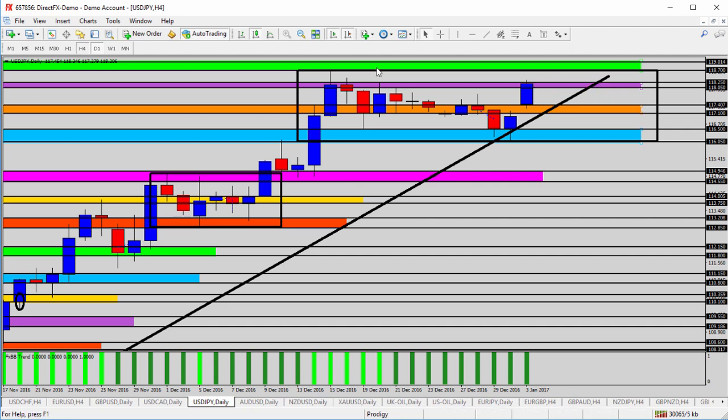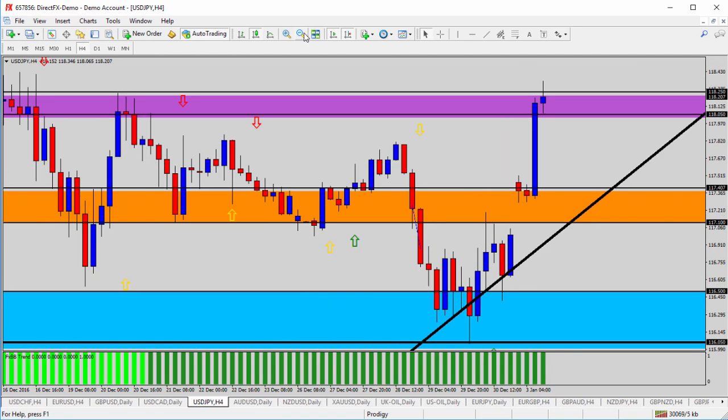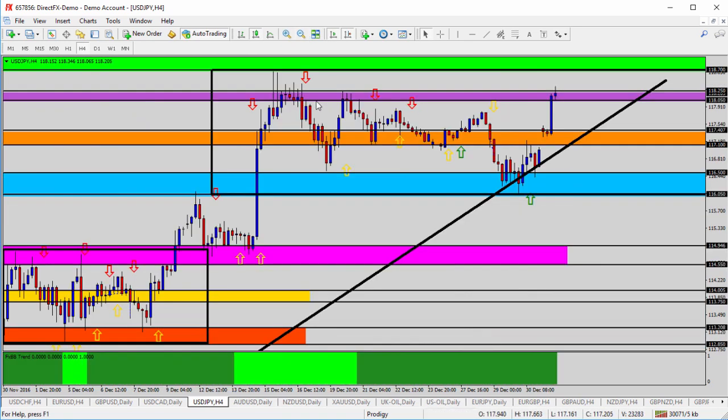Zoom it down to the 4-hour time frame. Again, we're studying that purple zone as the key point. We see on the left, no breakout above, no breakout above. These were false breakouts. We need an open and close above 118.25 before we have confidence that it's going to continue the uptrend here for the dollar yen.